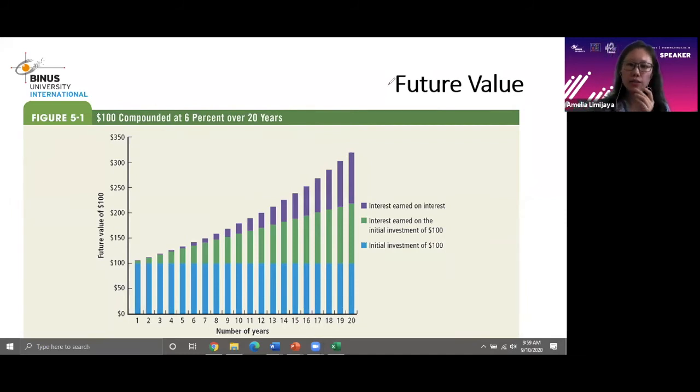Okay, if not, we'll see the next one, present value. If you can follow this future value calculation, I think I can guarantee you can understand the present value as well. Because we're using the same formula, but we're just twisting something. We're just moving things around in the formula.